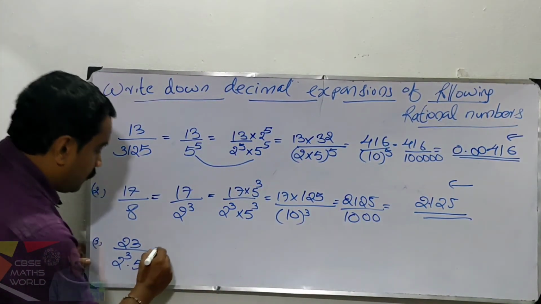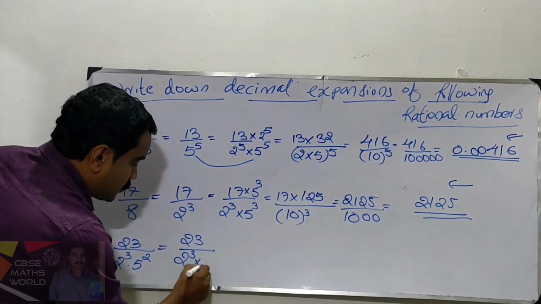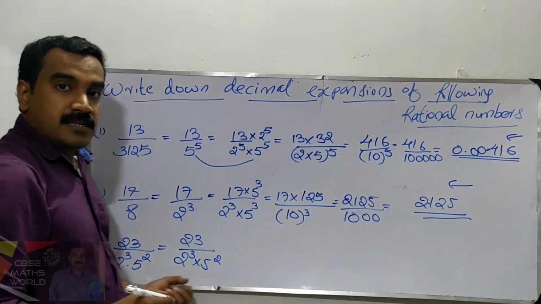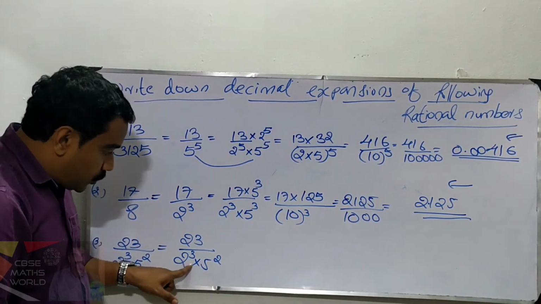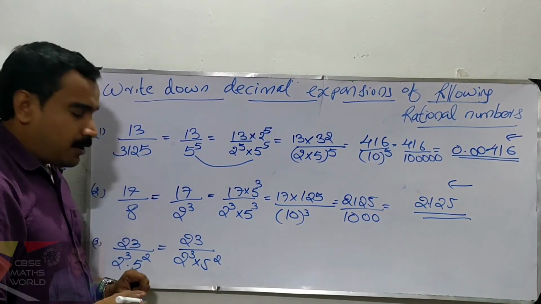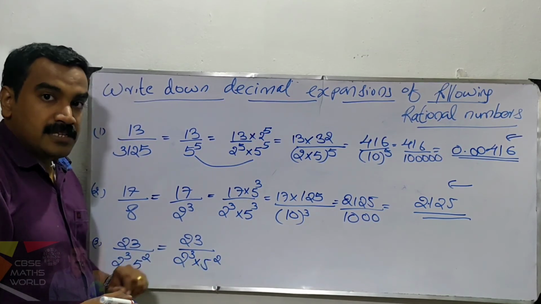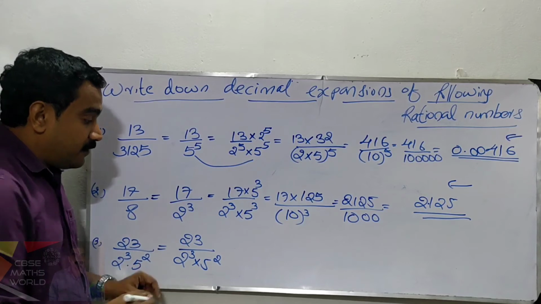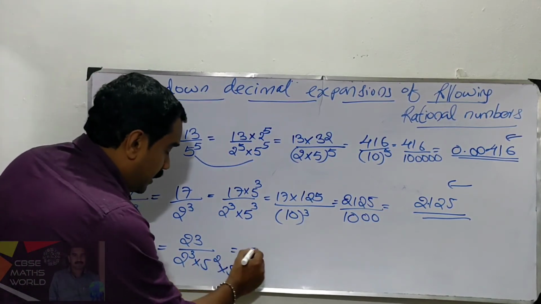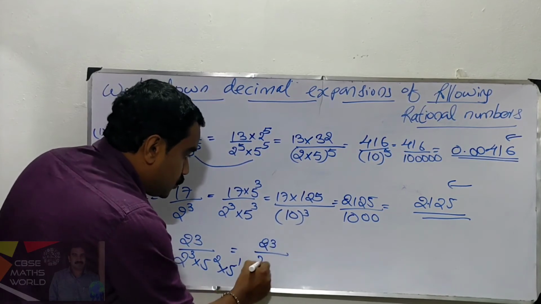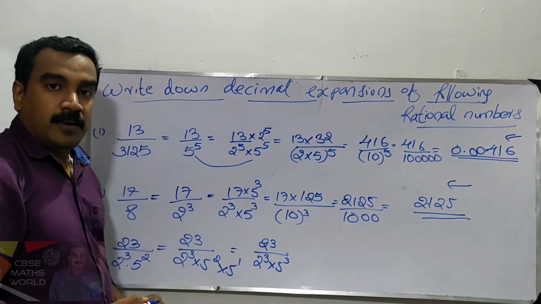Look at the third question. 23 by 2 cube into 5 square. So first thing is we are making the denominator a power of 10. 2 cube. Here 5 square. What's the problem here? Here the power of 2 is 3. Here the power of 5 is 2. So what do we need? We need one more 5 in the denominator. So it becomes 23 by 2 cube into 5 cube. Now it's okay. 2 cube into 5 cube is 10 cube.